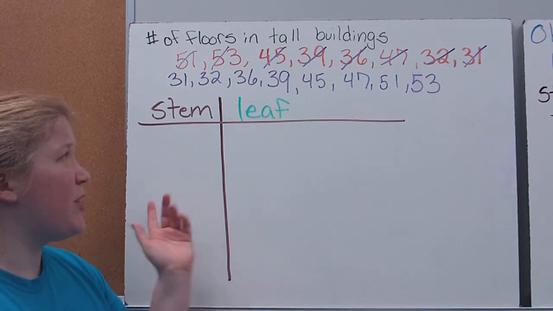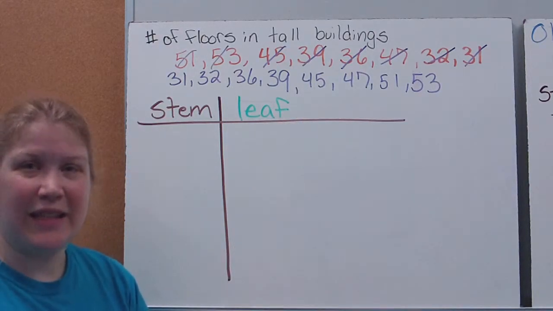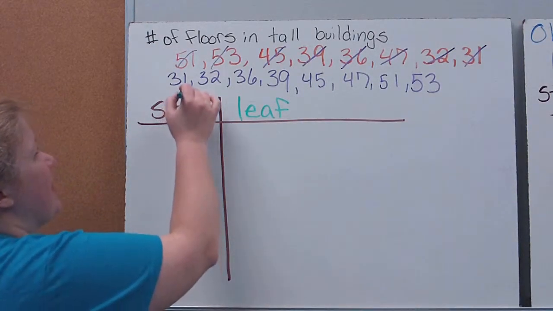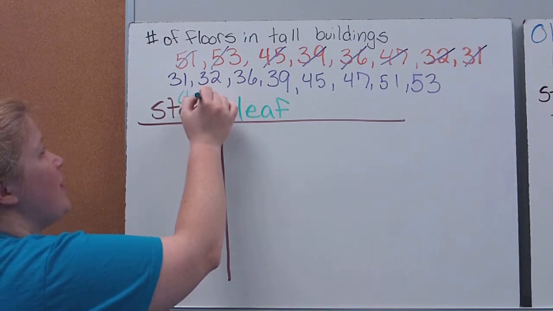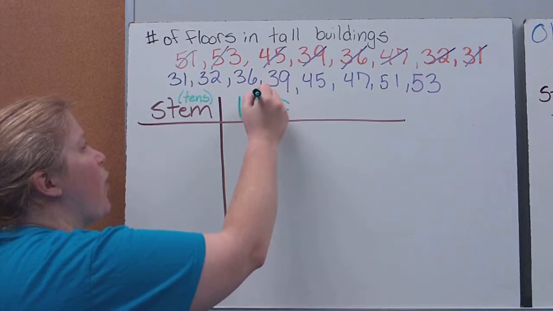So you'll notice basically we're just making what looks like a T-chart. This side is what we call the stem, this side is the leaf, and what you'll notice is the stem is basically going to be our tens spot, if we're talking about place value, and our leaves are going to be our ones spot.